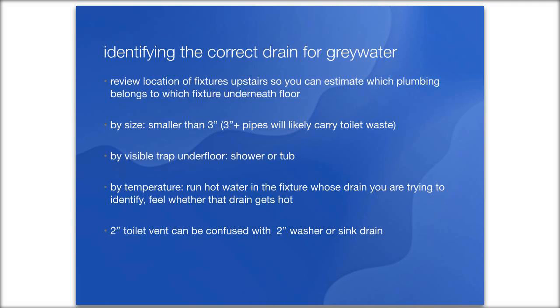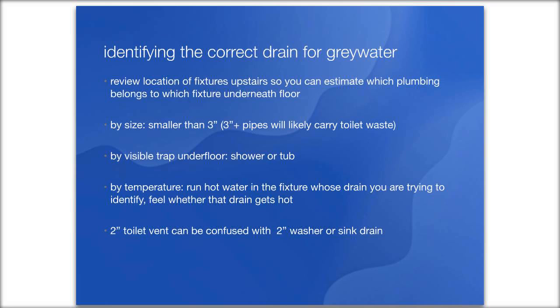So, finding the correct drain for the work that you're going to be doing to capture gray water. I find it's always helpful to walk around upstairs and make a map in your head or on paper of where the different fixtures are located, so that when you get underneath, you have a general idea where the bathroom is in the house, or where the laundry room is. And then when you're underneath, you know that your gray water lines are going to be smaller than 3-inch. If the pipe is 3-inch, that means it's almost certainly carrying black water with fecal matter from the toilet.